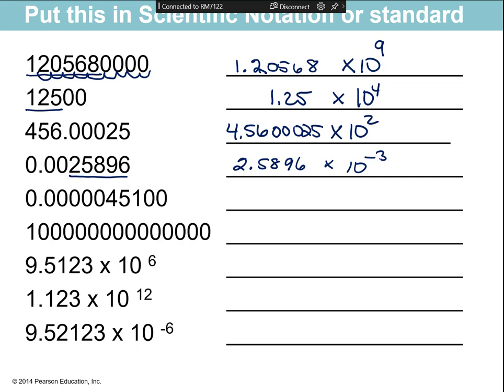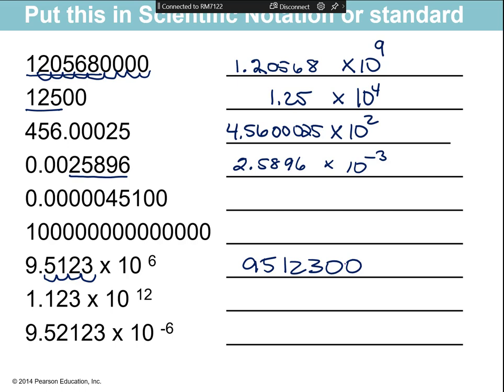Going down to the bottom one, so 9.5123 times 10 to the 6. Which way is my decimal going to go? To the right. How many places? 6. And so I go 1, 2, 3, 4 to get it to the end. So that means how many zeros do I add? 2, because that would be 5, 6. Okay, you just add zeros to the end. Once you get the decimal place to the end of your number, you just add zeros to make the total number of exponents. So 95123, I'd have to add 2 zeros.